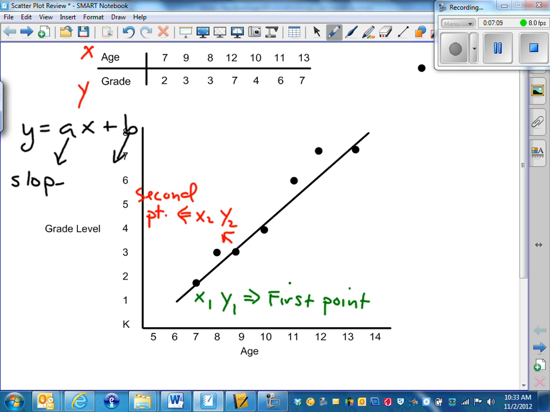Okay, so a is the slope, guys, and we mentioned this. a is the slope, and when you're writing an equation of a line, that's going to be the first thing that you go and calculate. Now slope has a formula. That formula for slope is y2 minus y1 over x2 minus x1. That is the slope formula, always and forever.